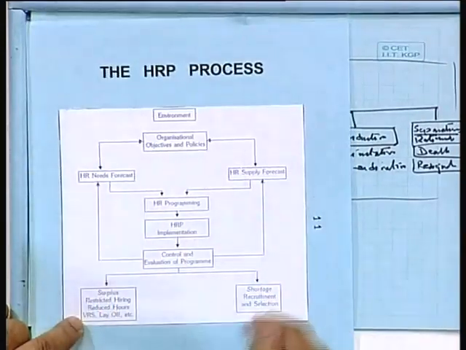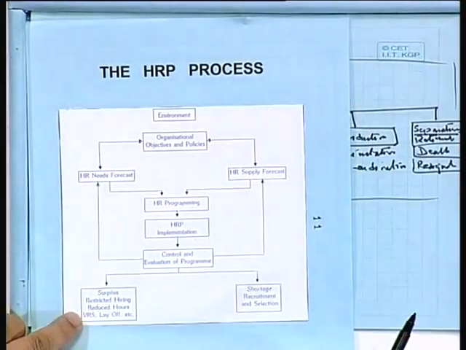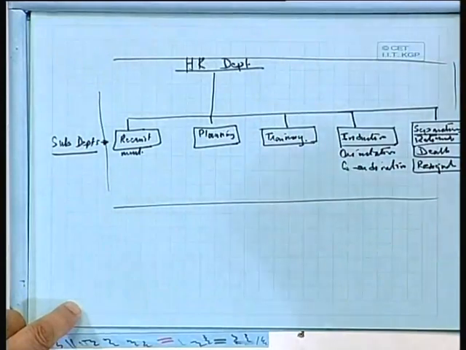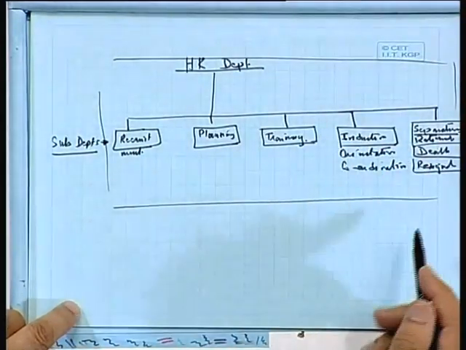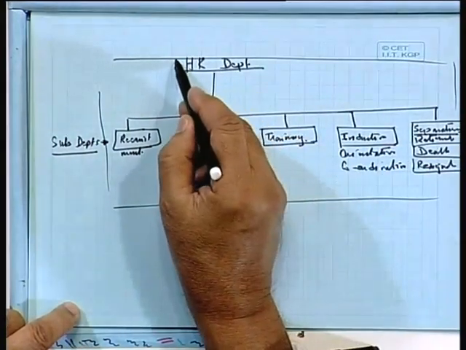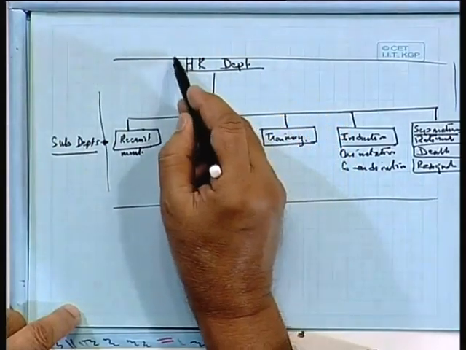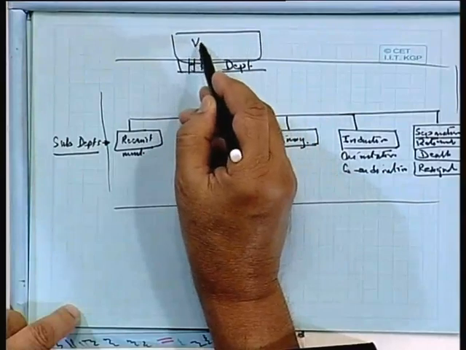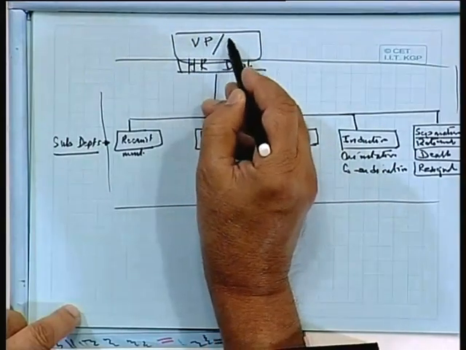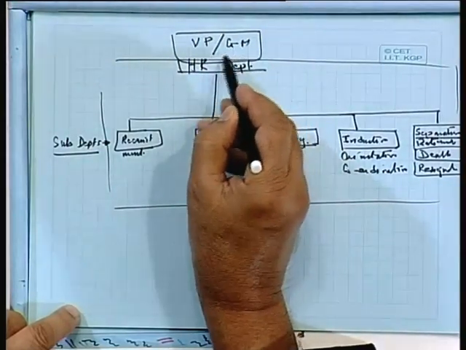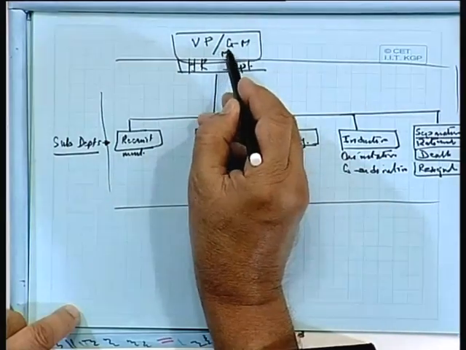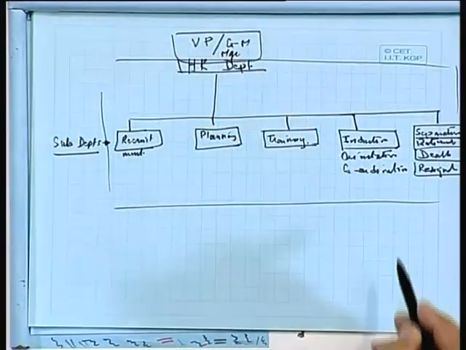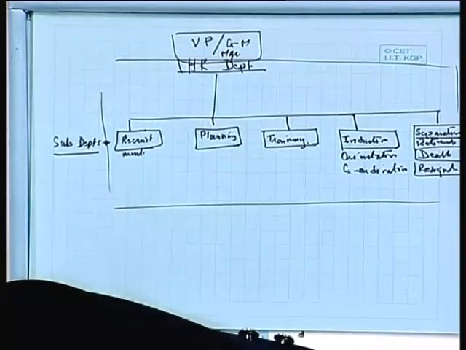So, this conceptual model can be translated into a working organization chart of what happens, and depending on the size of the company, in this HR department you may have a vice president in charge, VP, or you may have a GM, HR, or a manager, depending on how big the organization is.